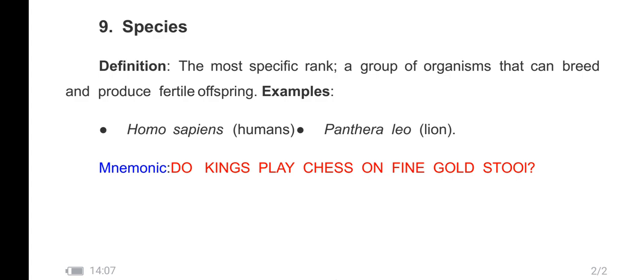This is the introduction to taxonomy. Now, all these might sound numerous, so I have made a simple mnemonic. You must just ask yourself, do kings play chess on Find Gods too? This is the way the taxonomic ranks are arranged. Here we have the domain, we have the kingdom, we have the phylum, we have the class, we have the order, we have the family. For God we have the genus. Then for stool we have the species.